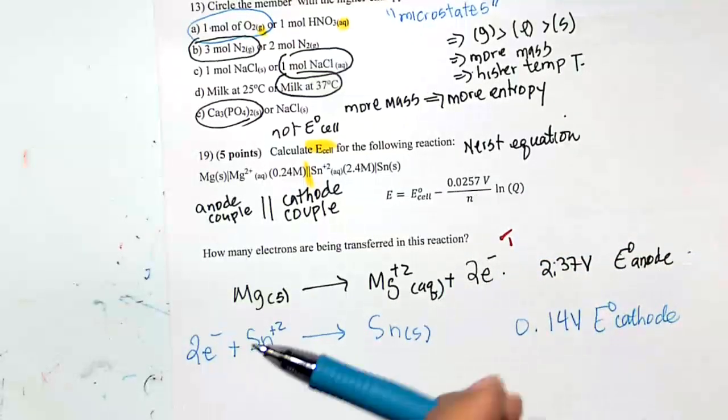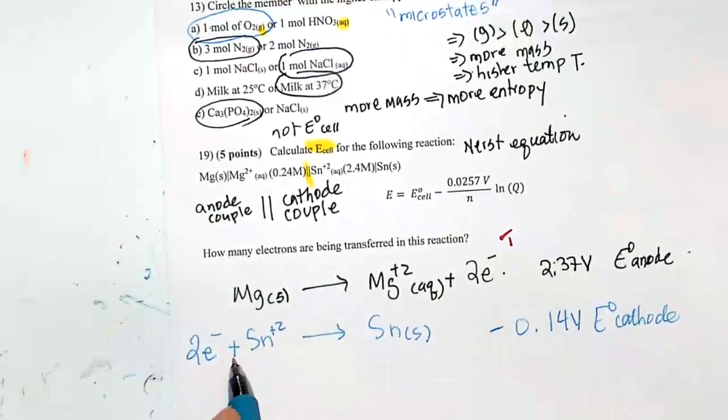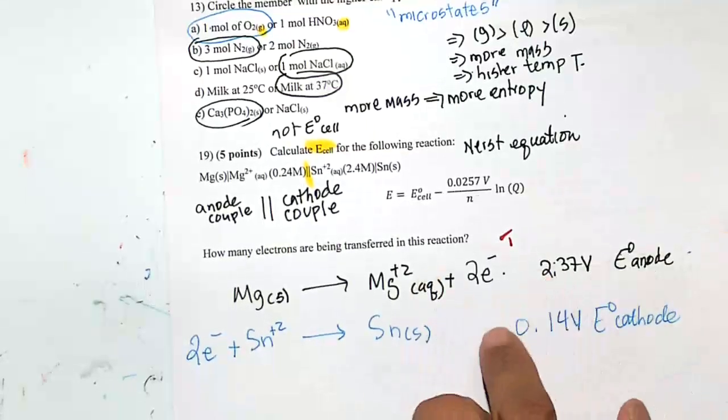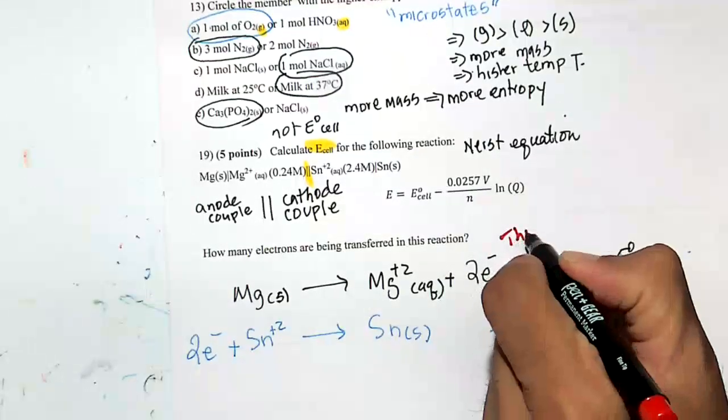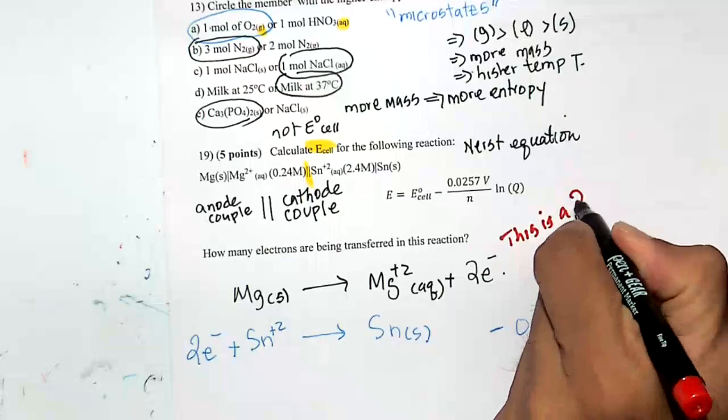Negative? Okay. Don't flip whatever you see on that. So, negative. Okay. So don't flip it, whatever's on the sheet you use. This one you flip the sign, the anode. This is a 2 electron transfer reaction.